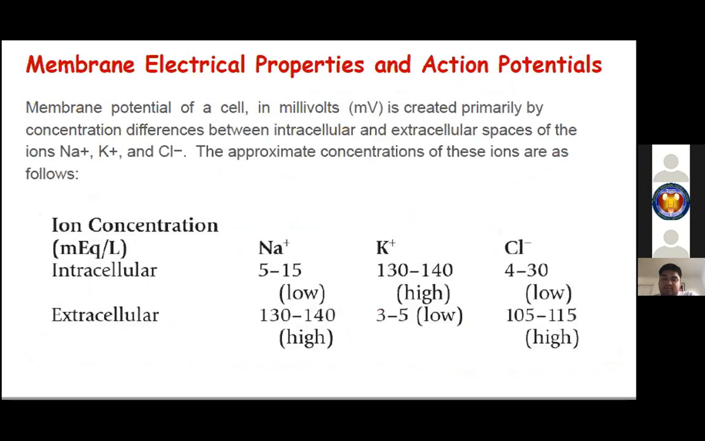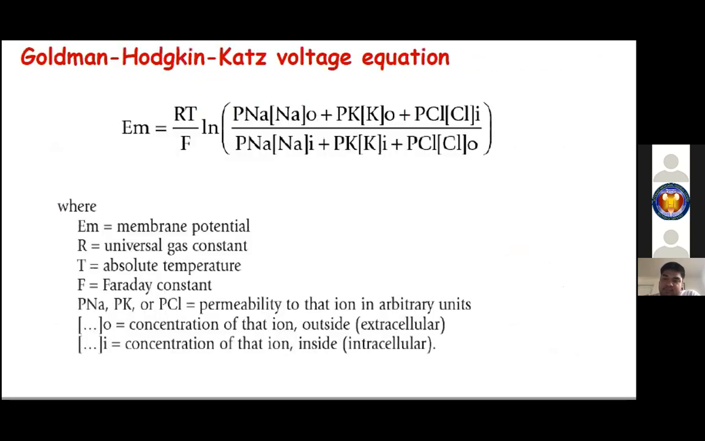So the smooth muscle cells are excitable and contractility is dependent on the membrane potential. And here is the approximate concentrations of these ions. And the equation for calculating the membrane potential is determined by the Goldman-Hodgkin-Katz voltage equation.